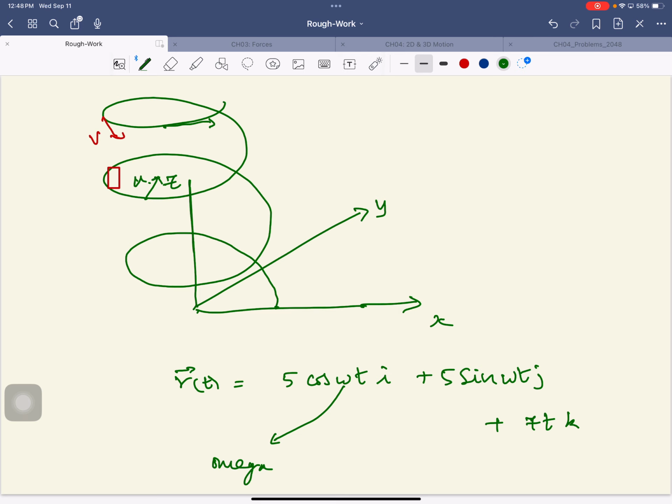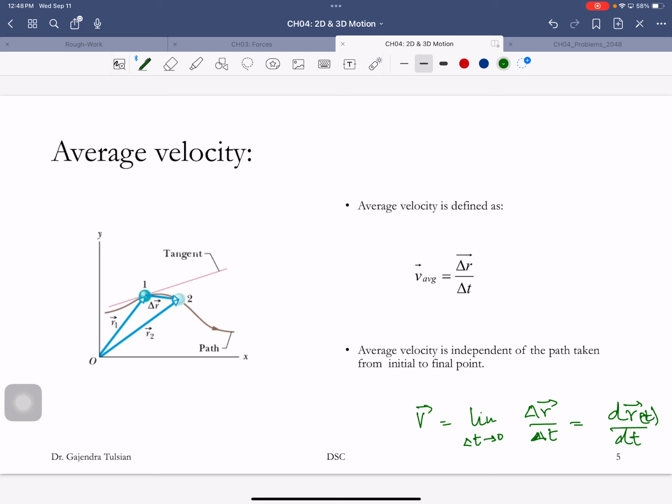I was just wondering if you could go back to the formula for instantaneous velocity. Thank you.